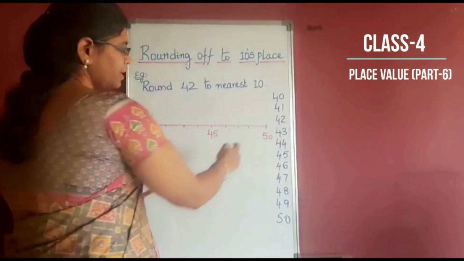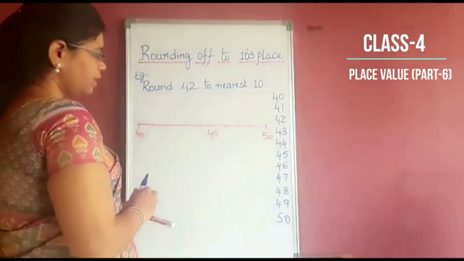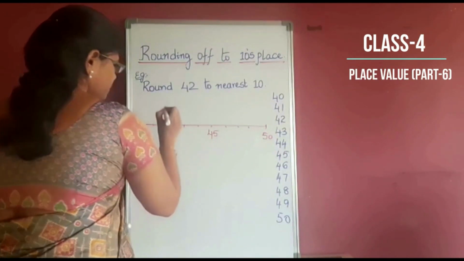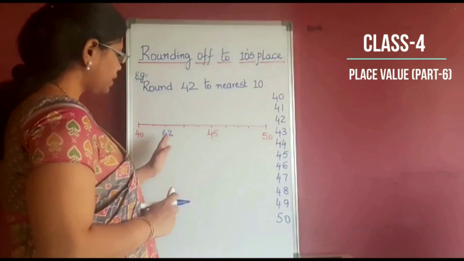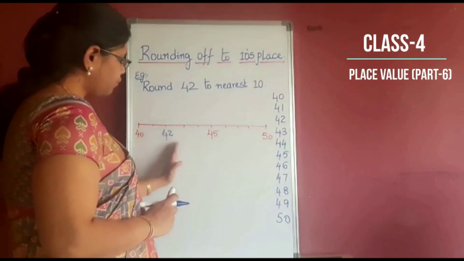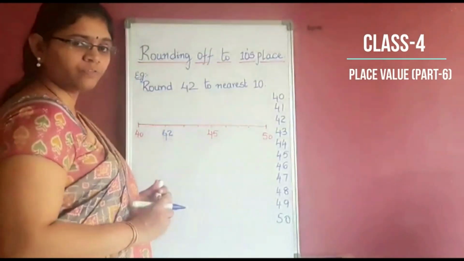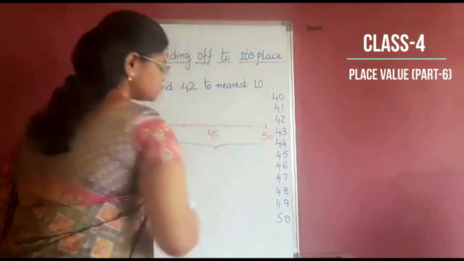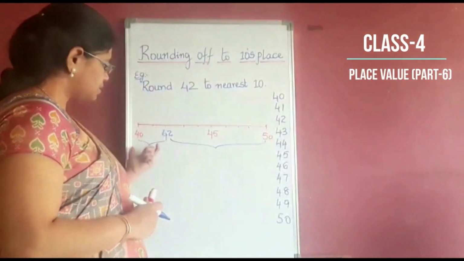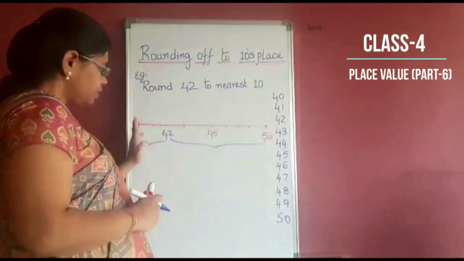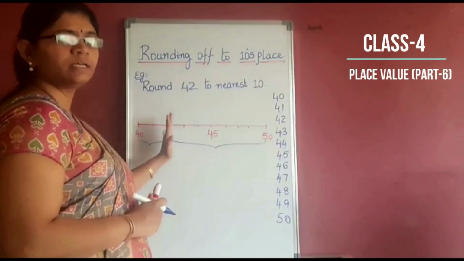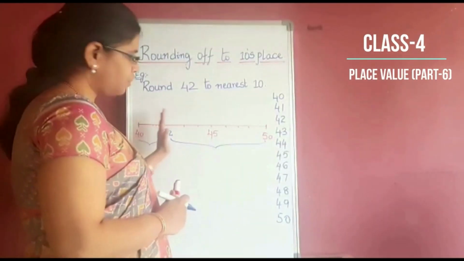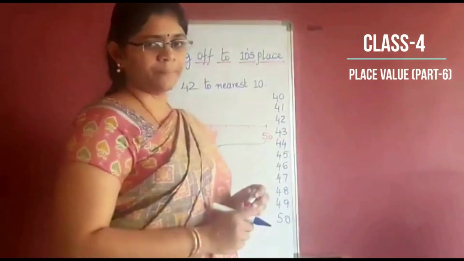Now, where does our 42 lie? Our 42 is over here. This is 41 and this is 42. Now say children, 42 is nearing to 40 or 42 is nearing to 50. Which is having a shorter distance? This distance is shorter or this distance is shorter? Yes, this one is shorter. So 42 is tending towards 40. It is inclining towards 40. That means 42 is nearing to 40 here. So 42 is rounded off to 40.